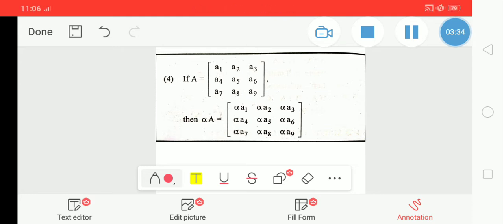And here A is a matrix and alpha is any scalar, meaning any value. So they are multiplied with this matrix. So alpha multiplies A1, A2, A3, A4, A5, A6, A7, A8, A9. This scalar multiplies all the elements in this matrix.